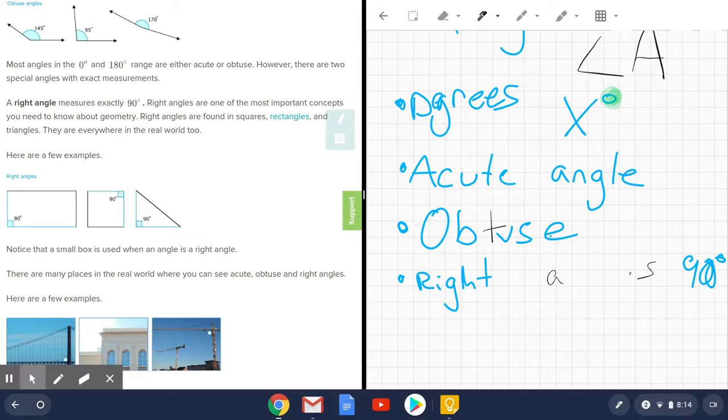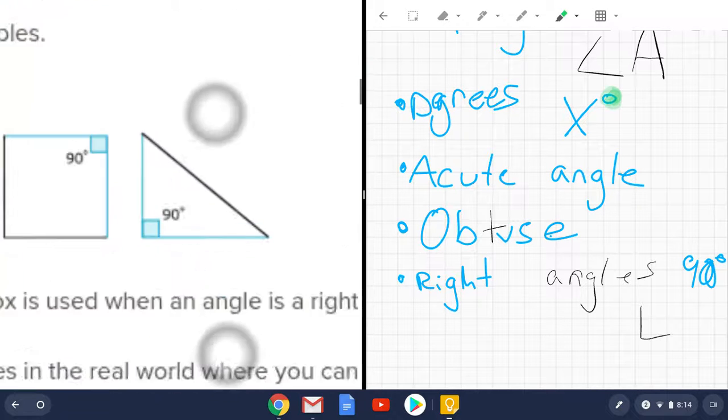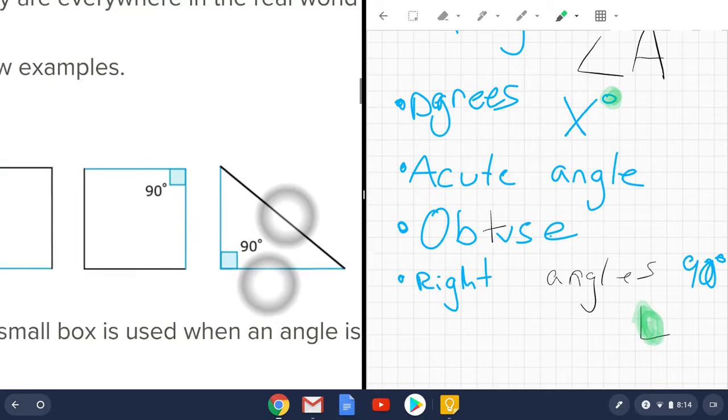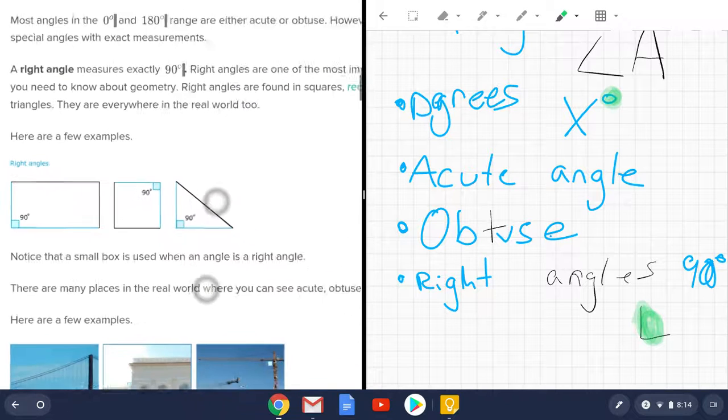Notice that a small box is used when an angle is a right angle. So we have this little symbol right here. If you're looking at a triangle or a square and you see that, it means that it is a right angle. You can see right here on the triangle where it has 90 degrees and the little box, that represents a right angle.